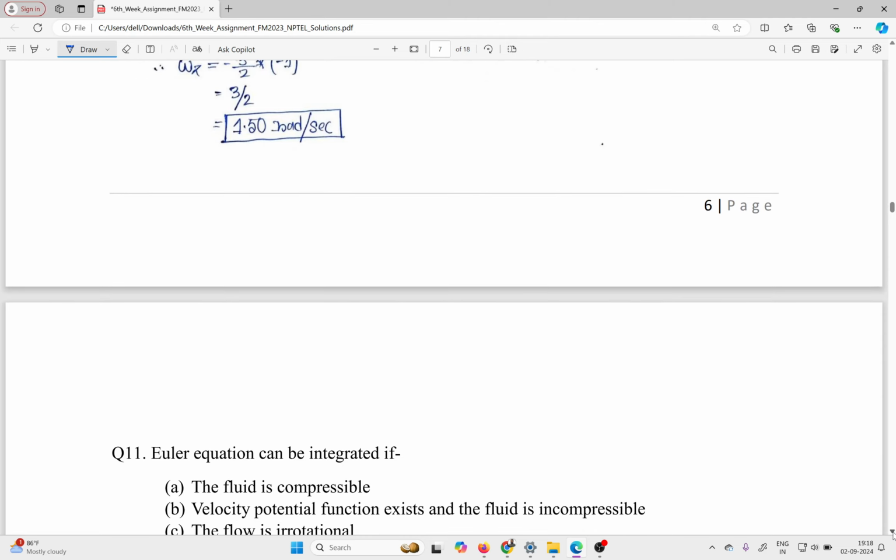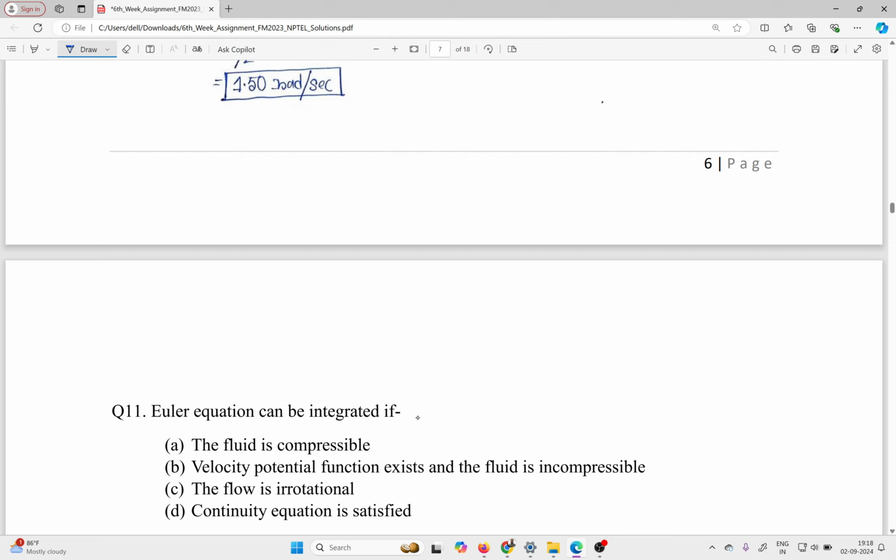The Euler equation can be integrated if: the fluid is compressible; the velocity potential function exists and the fluid is incompressible; the flow is irrotational; the continuity equation is satisfied. Four options are given. The Euler equation can be integrated if, which option is correct?